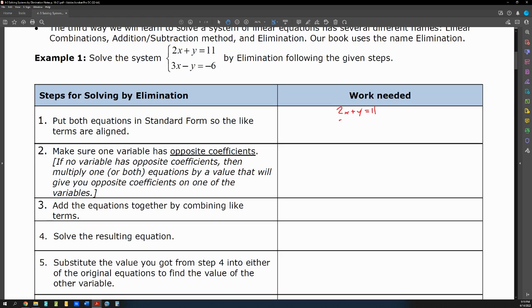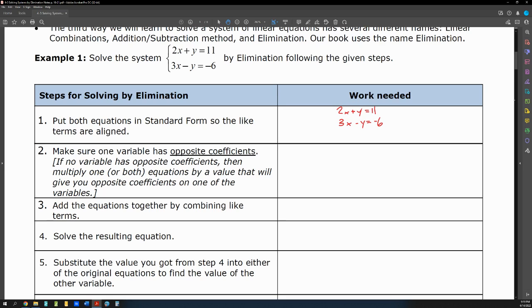2x plus y equals 11. 3x minus y is equal to negative 6. So what we have to do is put them both into standard form, step 1. So this is, remember, ax plus by equals c. So again, these terms have to be aligned vertically. Step 2 is to make sure that you have opposite coefficients. So the same number in front, where one of them is positive and one of them is negative.